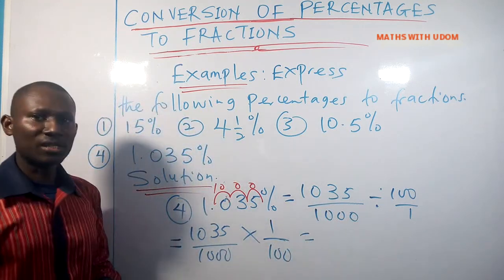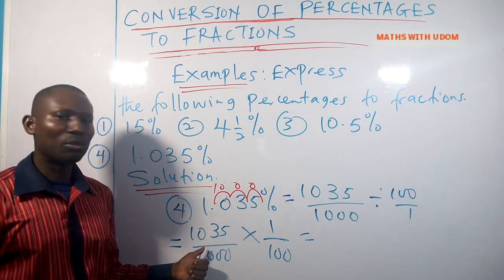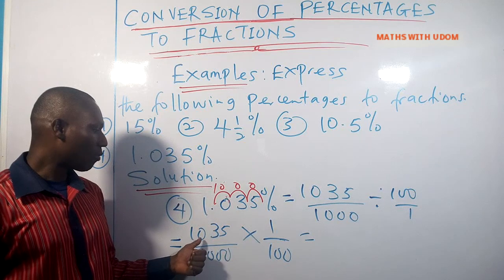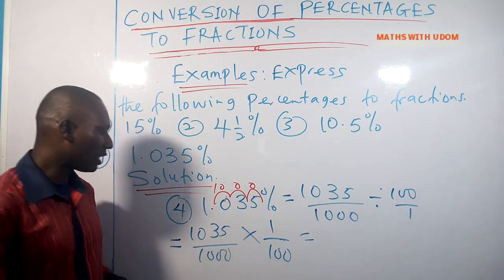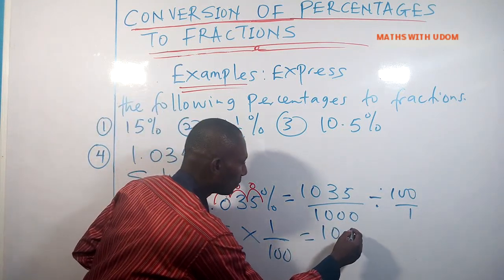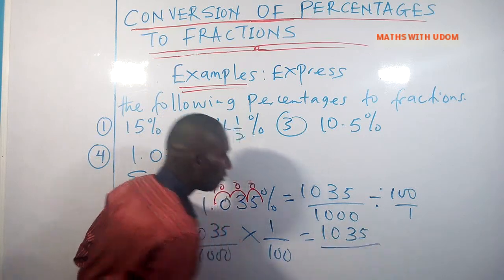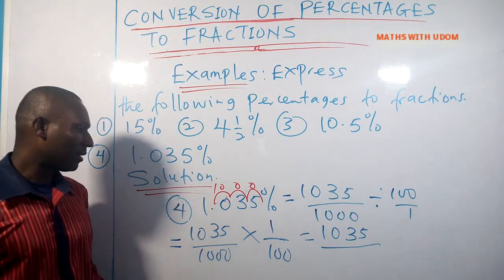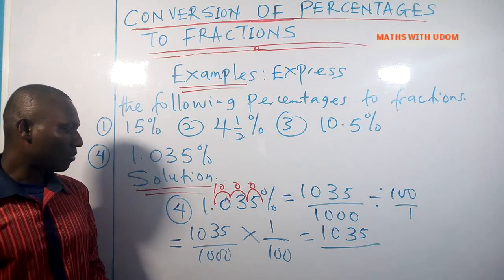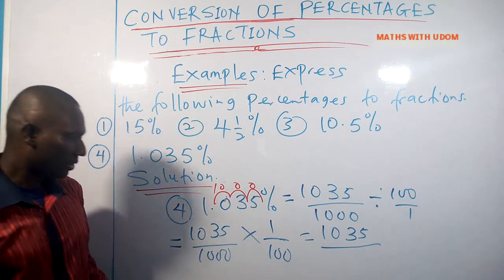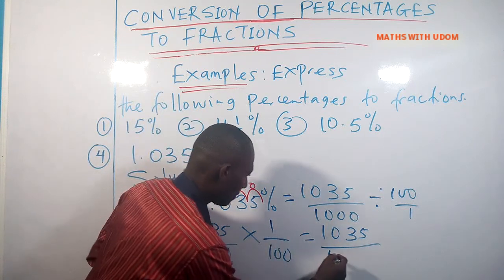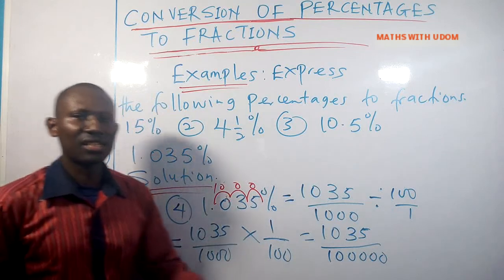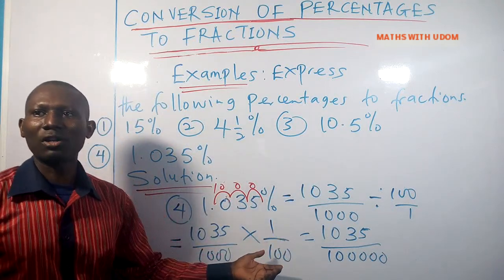So what do we do next? Is that we multiply the numerator separately and denominator separately. So 1035 times 1 will give us 1035 divided by what? 1000 times 100 will give us 100,000. That is 1, 2, 3, 4, 5. Okay? So the next thing, we want to divide through by what?